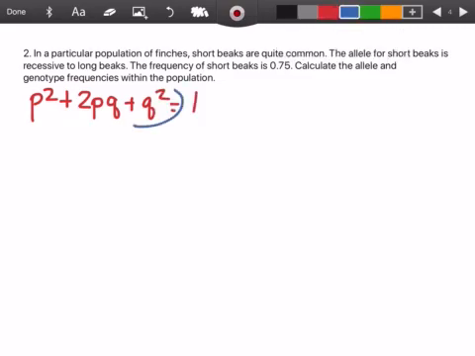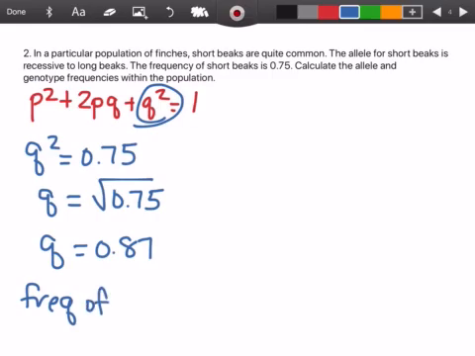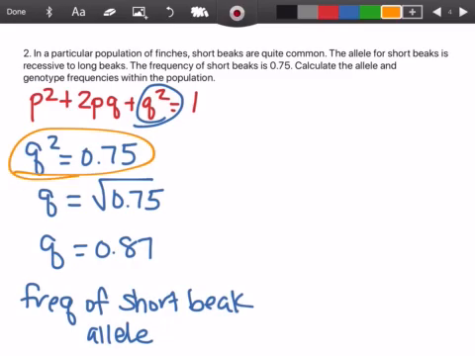That corresponds with q squared. So q squared is going to be equal to 0.75. Let's use that to calculate q by taking the square root of 0.75. So q is going to be equal to 0.87. This is the frequency of the short beak allele. Remember that q squared was the frequency of the short beak phenotype.